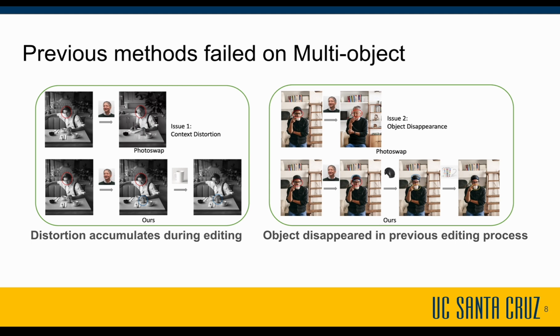Meanwhile, previous methods failed on multi-object swapping. The first issue is that for each swapping, their context will be distorted, therefore the image will be modified too much to be a good swapping at the end. The second issue is object disappearance. In other words, during the first few rounds of swapping, the target objects already disappeared in their swapping process. Therefore, it is hard to do the swapping in the later stage.